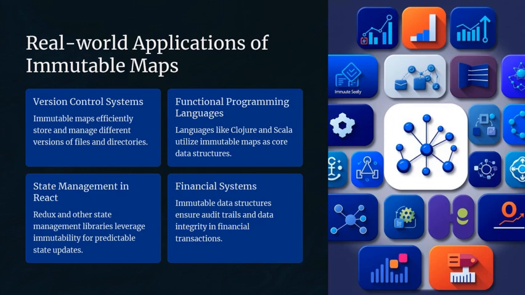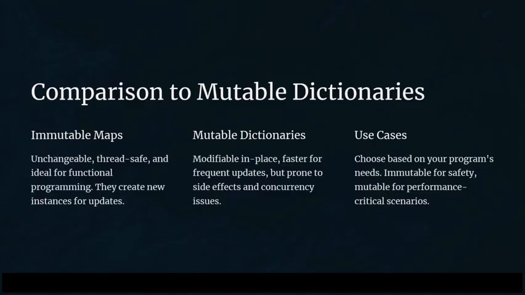Next, state management in React. Redux and other state management libraries leverage immutability for predictable state updates. Next, financial systems. Immutable data structures ensure audit trails and data integrity in financial transactions. These are mainly four applications, but immutable maps are widely used nowadays.